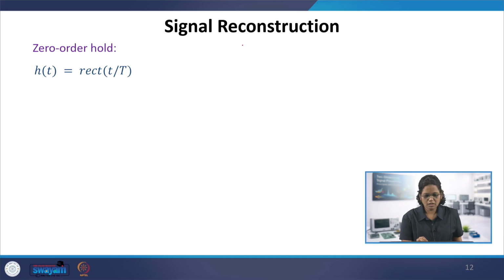We would see how the signal is reconstructed when we pass it through the low pass filter, to get back the x of t. So what are the ways in which we can do this reconstruction?